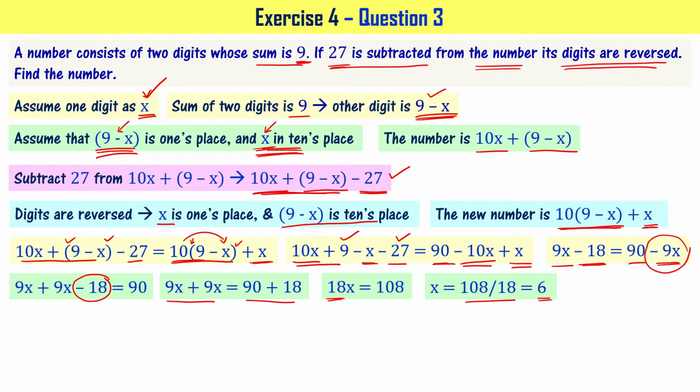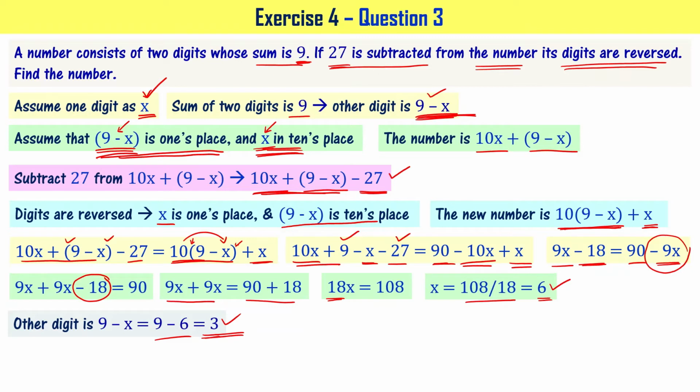The second digit is going to be 9 minus x, right? The other digit is 9 minus x, that is equal to 9 minus 6, that is equal to 3. So now we have the digits as 6 and 3, right? Now you remember we said that 9 minus x is in ones place, meaning 3 is in ones place and 6 is in tens place, right?